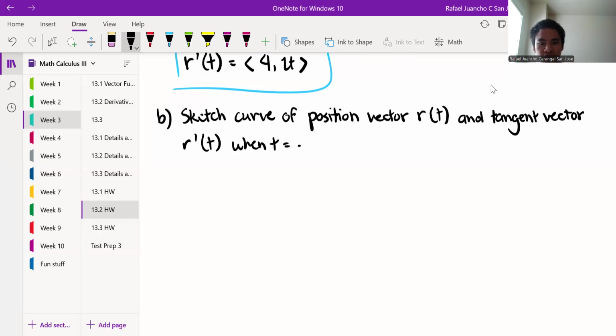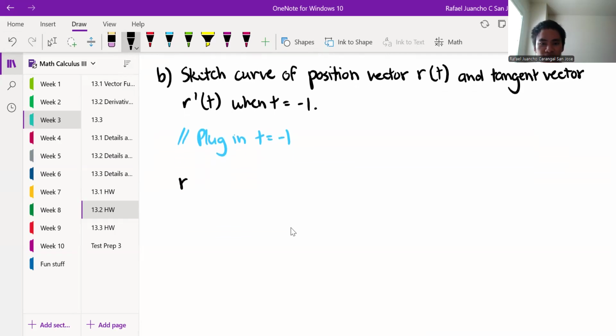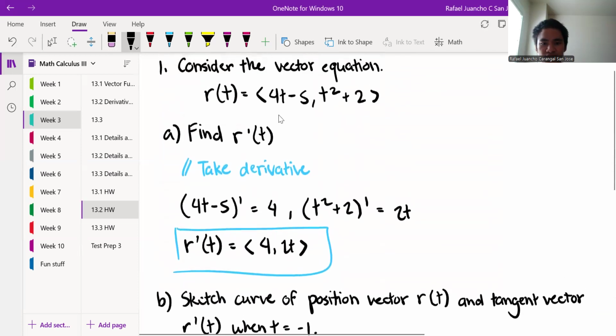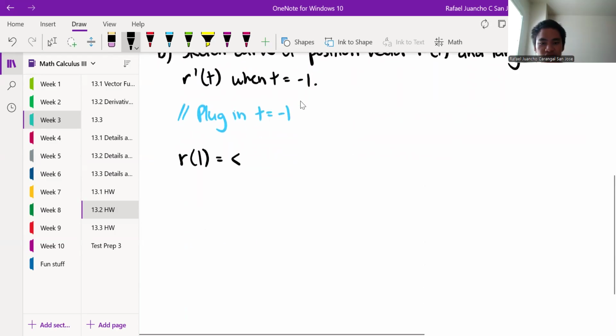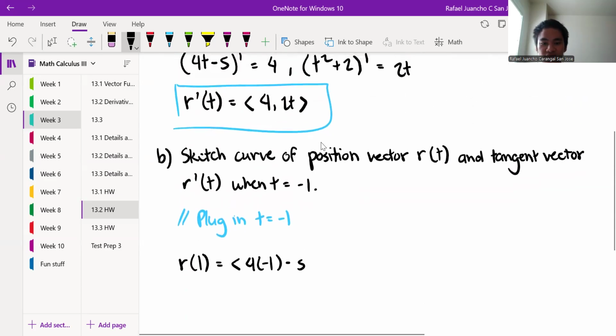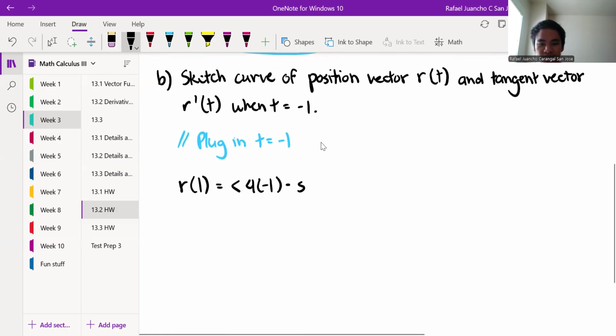And here we're actually given a t value, -1. So how do we do that? Well, we just plug in t equals -1 so that we can find the corresponding points. So R of -1 is what? 4 times -1 minus 5. So that's -4 minus 5.